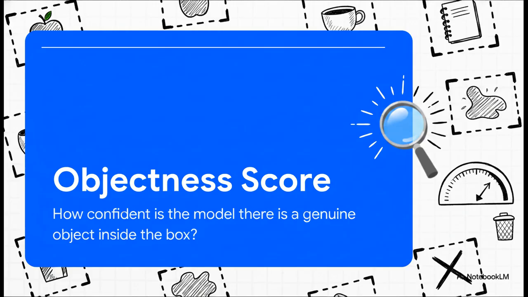It is a strict probability metric that answers one question: how confident is the model that there is a genuine, physical object inside this specific bounding box? This single number acts as the ultimate quality control, ensuring the model doesn't just hallucinate boxes on an empty desk. If that score is low, the vector gets trashed.